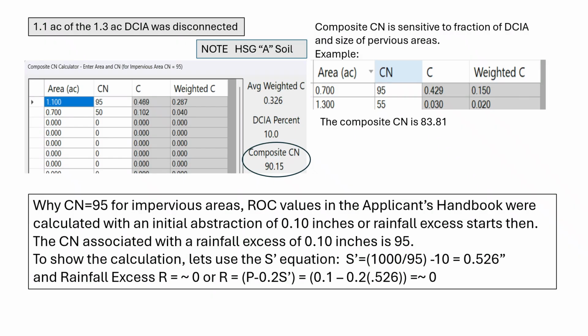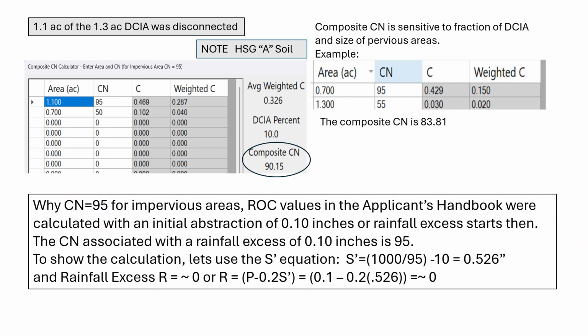begins. With a CN of 95, S' equals 1,000 divided by 95 minus 10, which results in 0.526 inches. Then, if we calculate the rainfall excess R, using a rainfall amount P of 0.1 inches, and considering the initial abstraction of 0.2 times S', we find that the rainfall excess R is approximately 0. This confirms that at 0.1 inches of rainfall, excess flow just begins with a CN of 95.